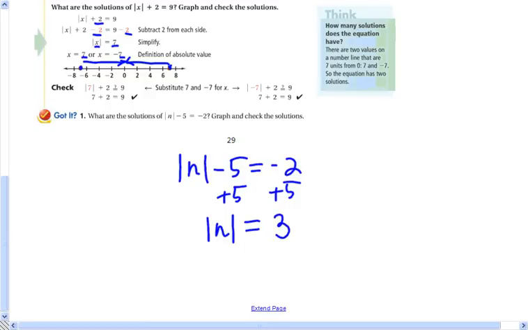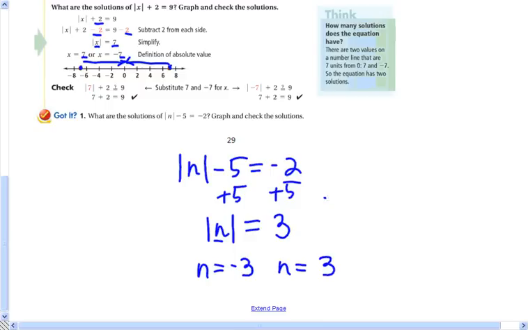So now we're thinking, what numbers can we put in here for n, do the absolute value of them, and get positive 3? And there are two of them. n can be negative 3, because the absolute value of negative 3 is 3. And n can be positive 3, because the absolute value of positive 3 is 3.